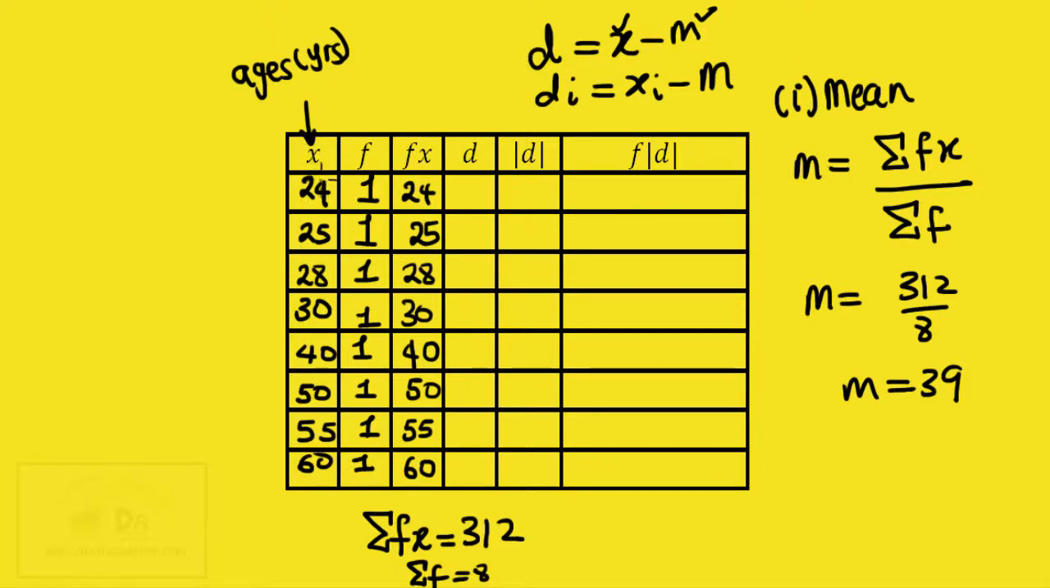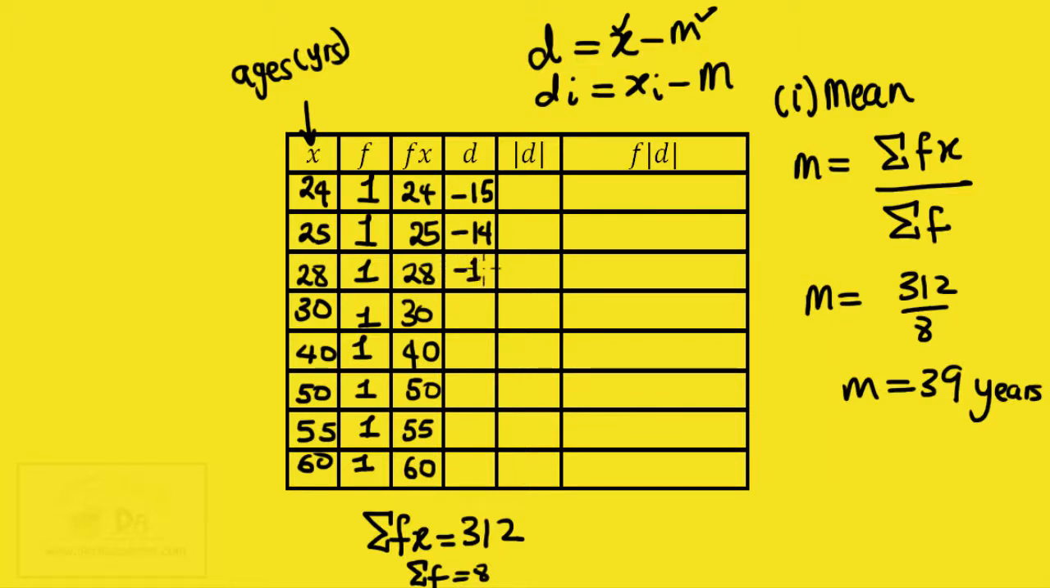Now that we know our mean, we can find the deviation of each age from the mean age. So the mean age is 39 years. The deviation of each member of the data set is equal to the value of each member minus the mean. So the deviation of 24 from the mean is 24 minus 39, which is minus 15, which makes sense because 24 is less than 39. So 24 is less than the mean age by 15 units, hence the negative sign. The deviation of 25 from the mean is 25 minus 39, which is minus 14. The deviation of 28 from the mean is 28 minus 39, which gives minus 11.